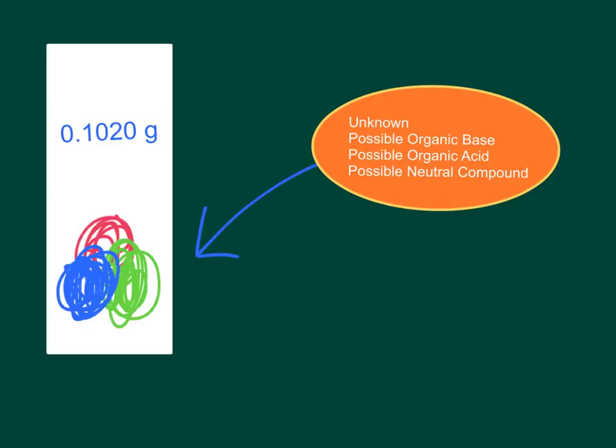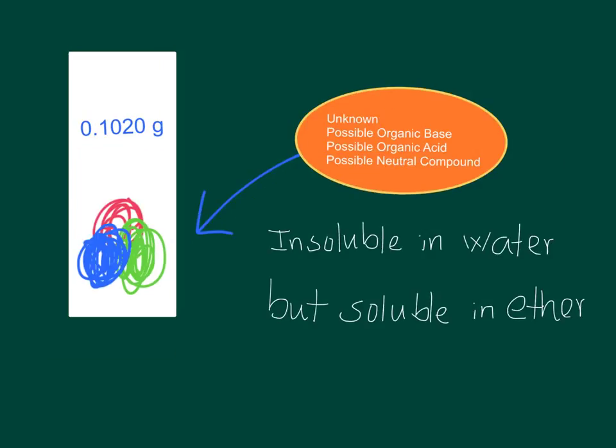We are given a mixture of organic compounds, about 100 mg to start with. In this mixture, there is a possible base, a possible acid, and a possible neutral compound. These compounds are insoluble in water, but they are soluble in ether. So we use the ether to dissolve them, since ether is an organic solvent.